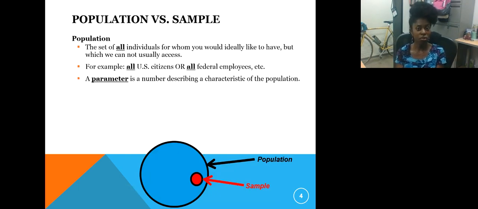The population is the set of all individuals for whom you would ideally like to have data, but which we cannot usually access, right? A parameter, when you hear the word parameter, that tends to mean a characteristic that's describing a population.